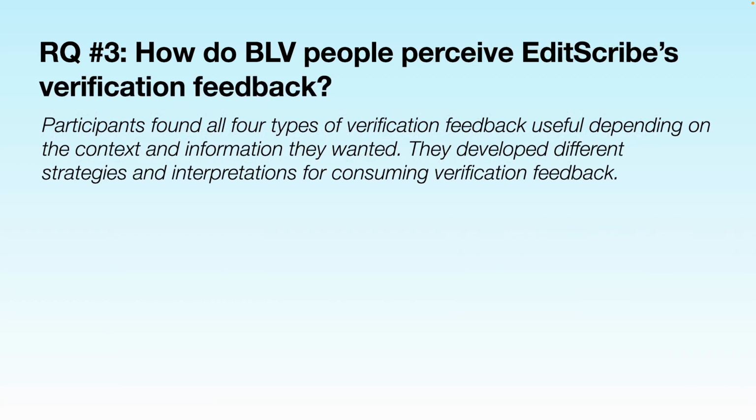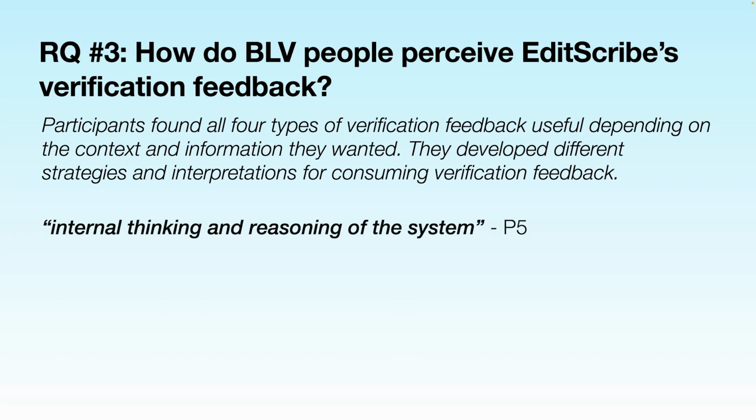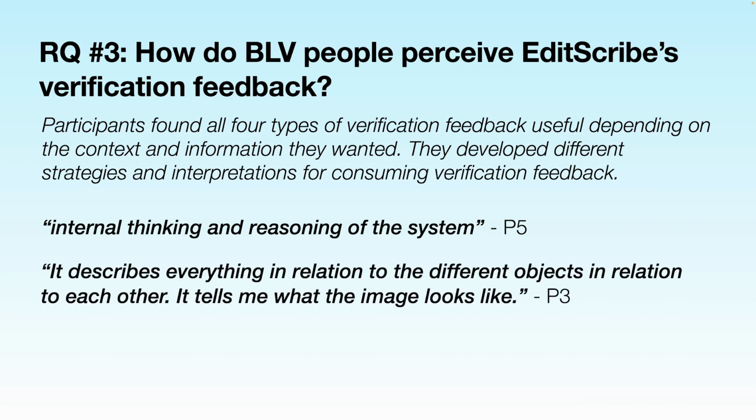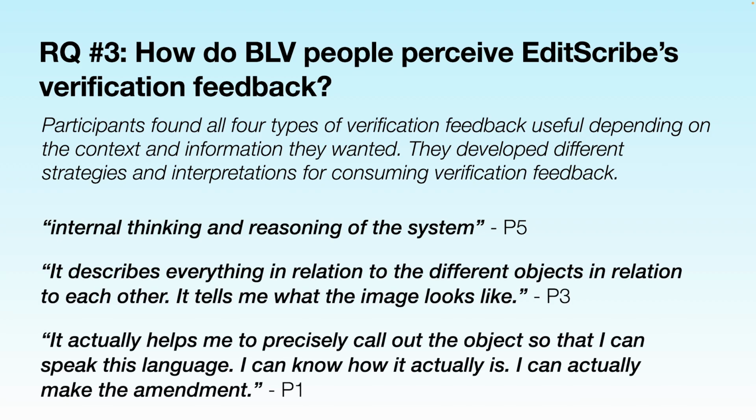For verification feedback, participants found all 4 types useful depending on the context and information they wanted. They developed different strategies and interpretations for consuming verification feedback. One participant described AI judgment as the internal thinking and reasoning of the system, and general descriptions as providing global and comprehensive information, while object descriptions are useful for noting detailed edits and serving as a reference for prompts.